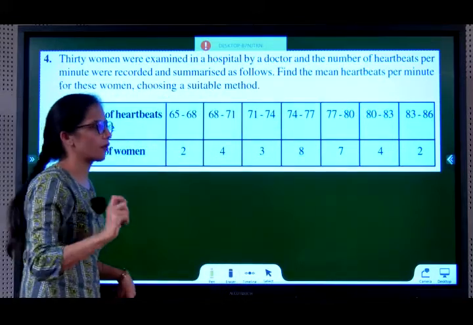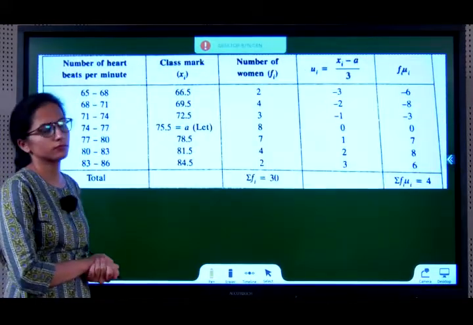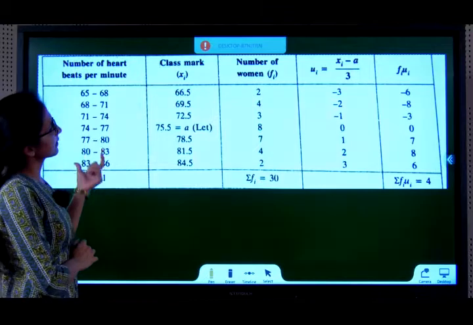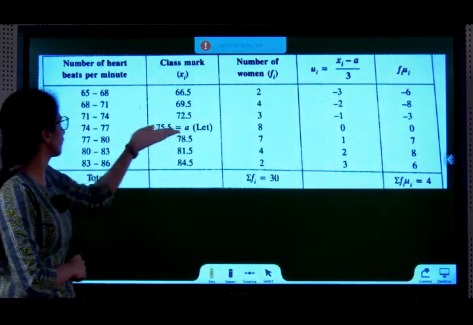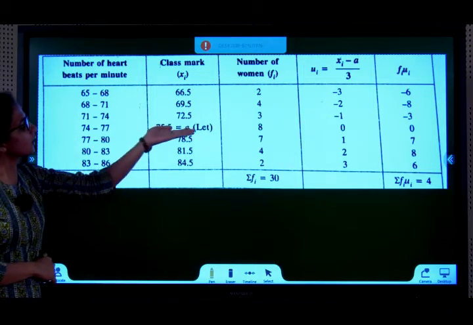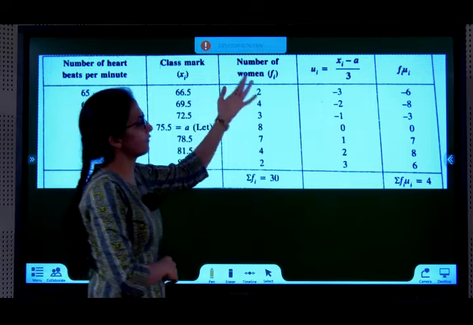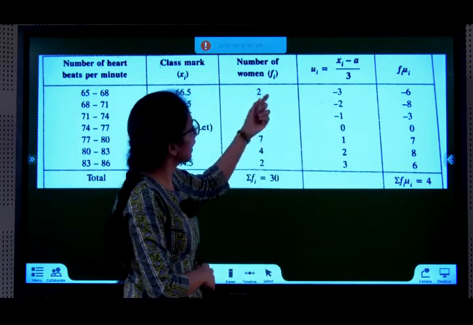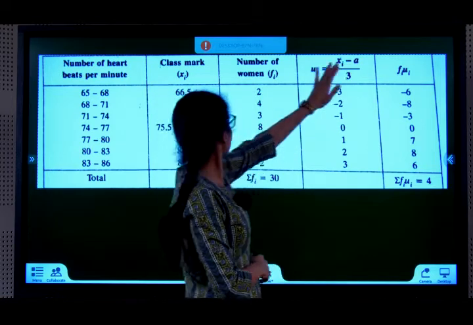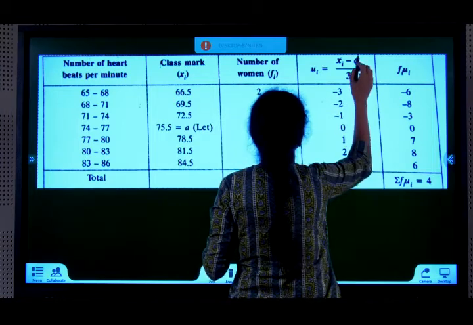Start making your table, pause the video, make your table and recheck your table with mine. So we have the classes here. We find class mark by doing upper limit plus lower limit by 2. We chose the assumed mean from 74 to 77. The assumed mean, middlemost xi value, is 75.5. We have the fi given in the question. ui is xi minus a by h. xi minus a. A chosen here is 75.5.